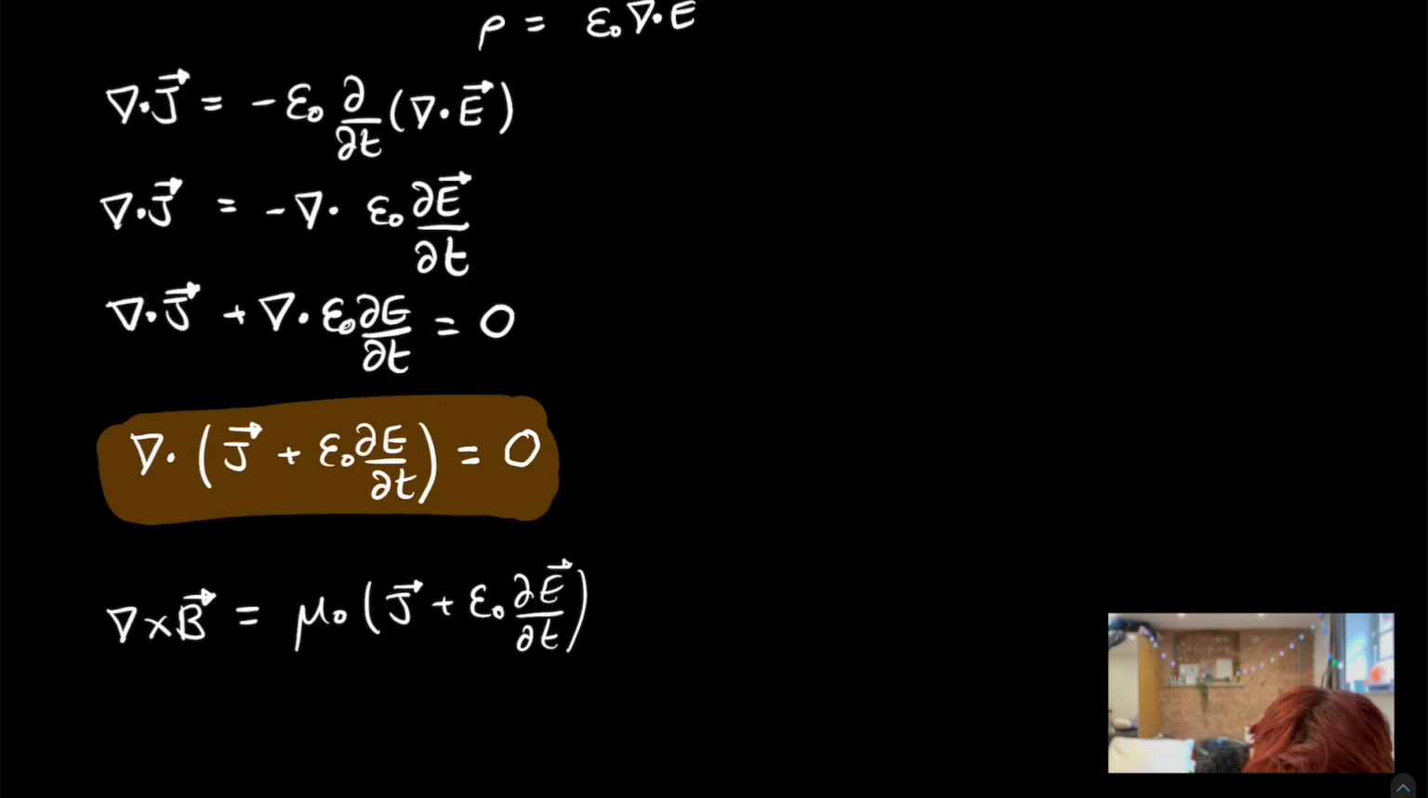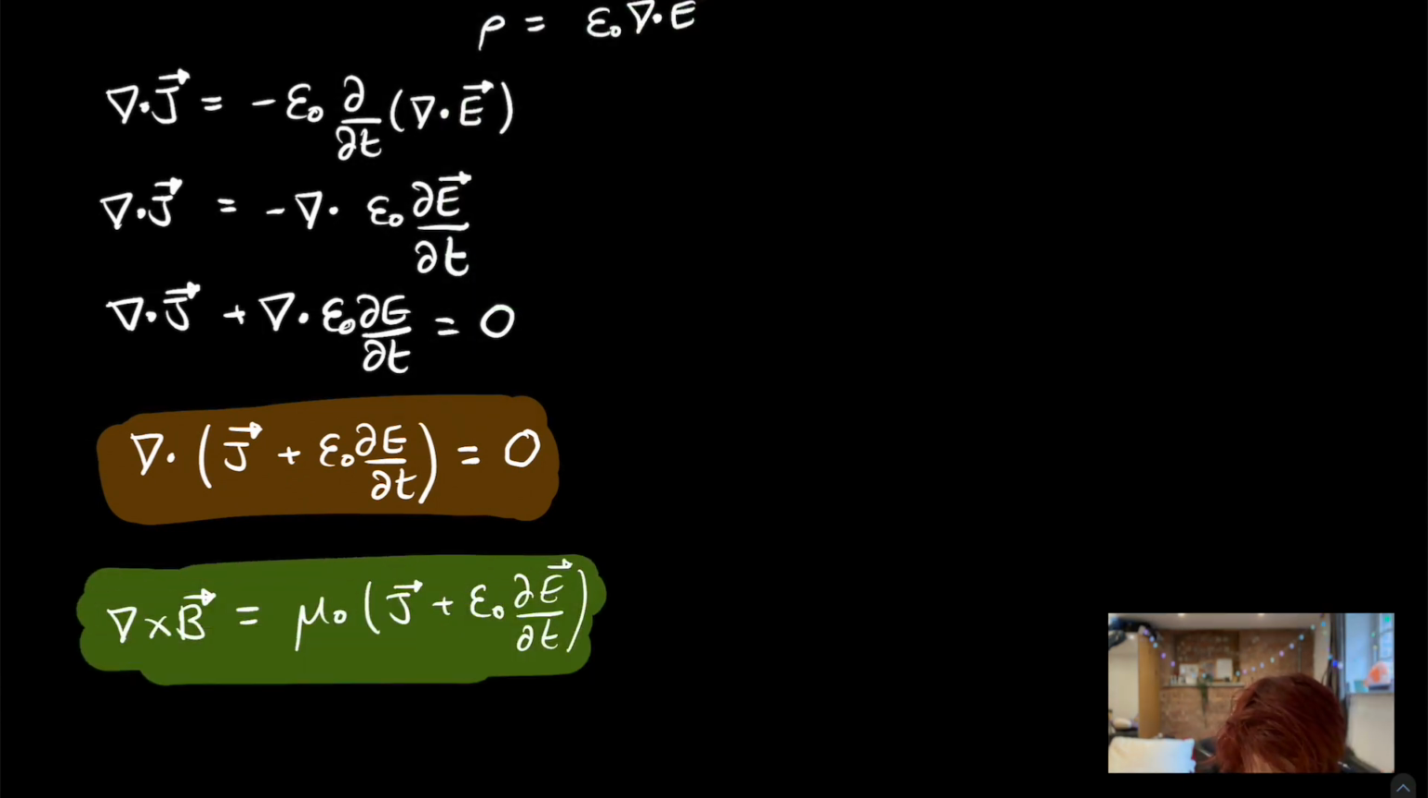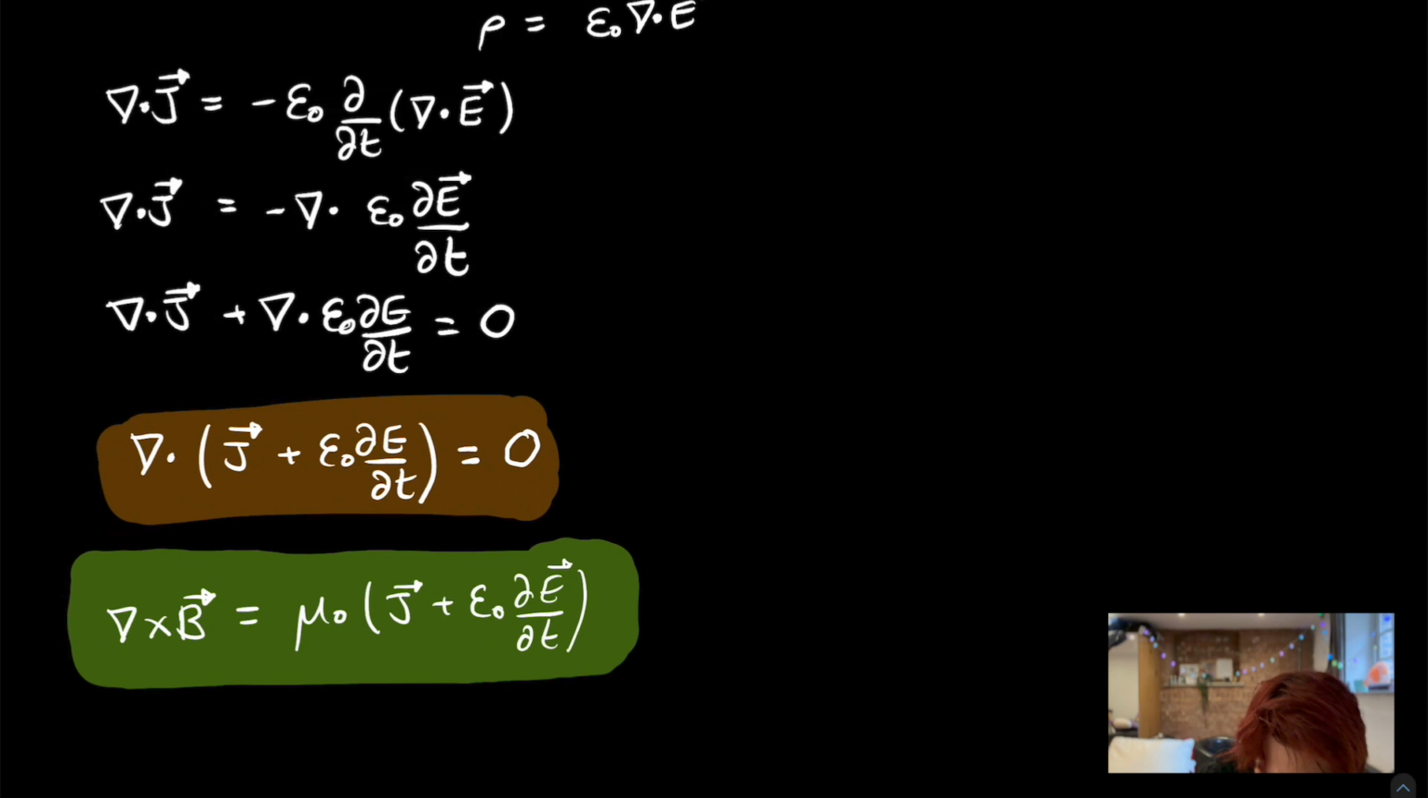And so this right here is the fixed version of Ampere's law. This is just known as the Maxwell-Ampere law. Basically it includes this extra term right here, and that extra term accounts for this vector identity mathematical problem. This is the final version of Ampere's law and is Maxwell's fourth and final equation.